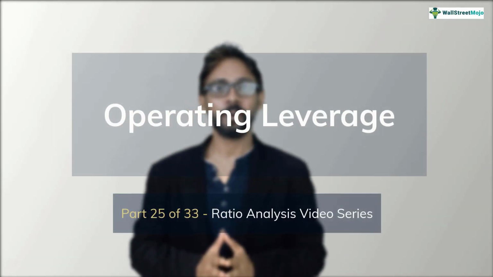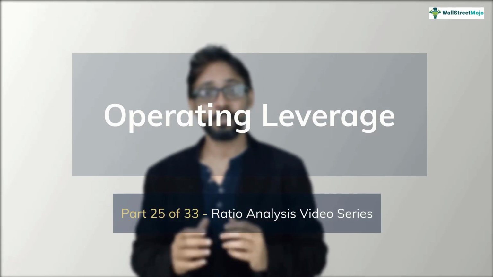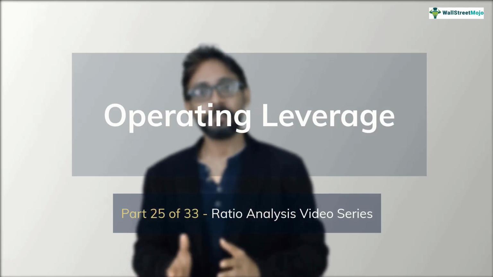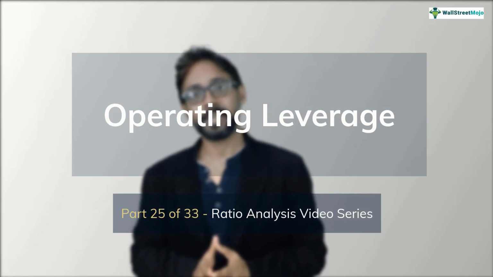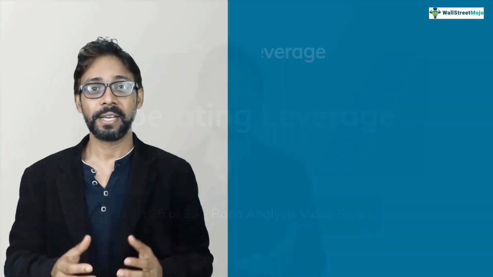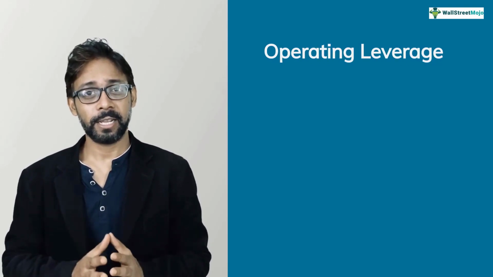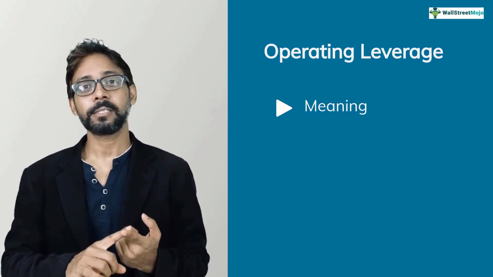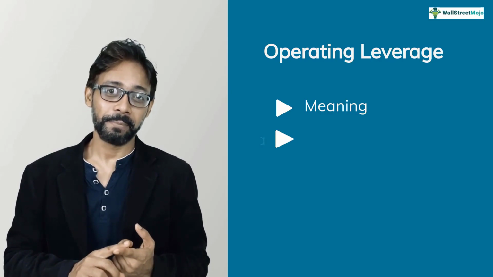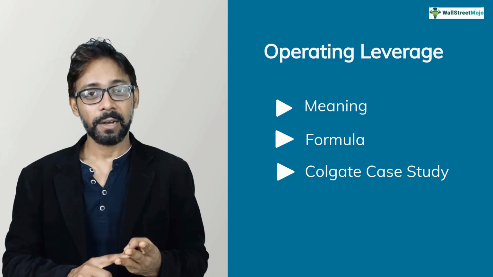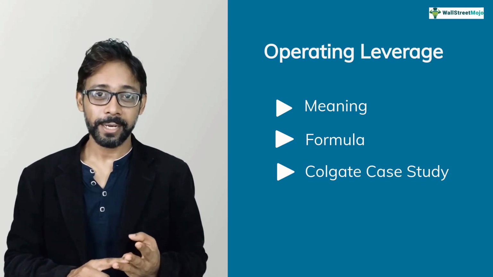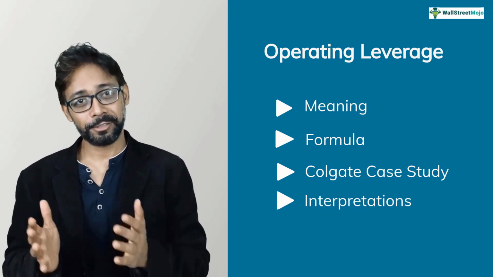This is part 25 of our ratio analysis video series, and in this installment we learn all about operating leverage. In simple terms, operating leverage can be defined as the capability of the firm to use its fixed expense to basically generate higher return. So in this tutorial we discuss four things. Number 1, understand what operating leverage actually means. Number 2, its formulas and calculations. Number 3, we'll apply those calculations on Colgate. And number 4, its interpretations and uses.